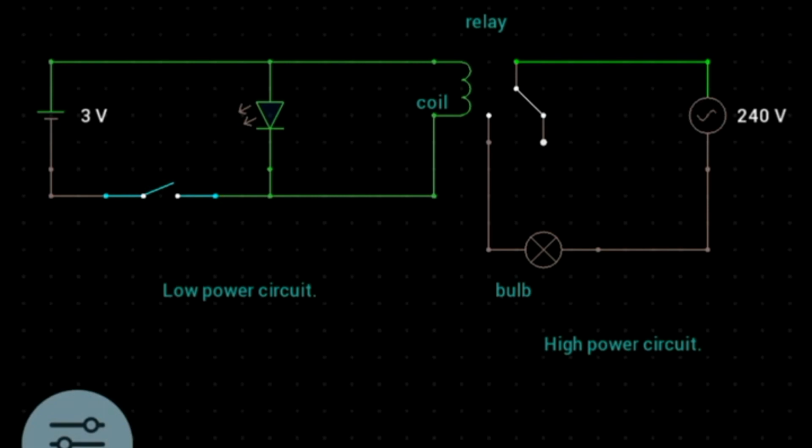So the low power circuit is powered by a 3 volts DC power supply. The switch here can also be controlled from a digital microcontroller. Let's see what happens when we turn the circuit on.